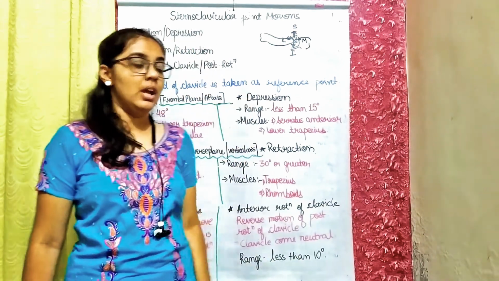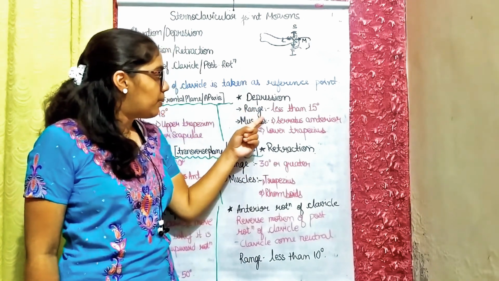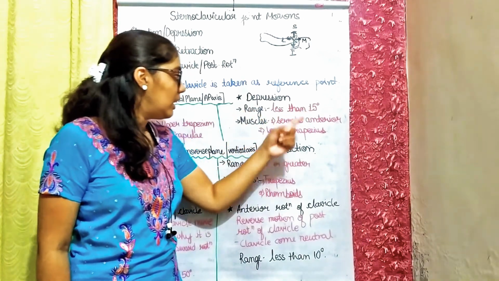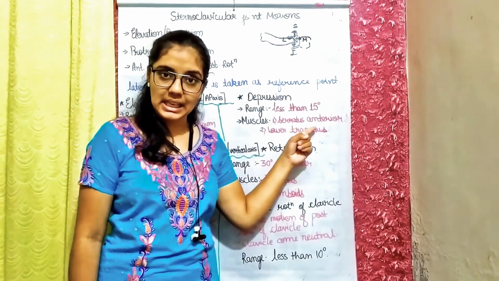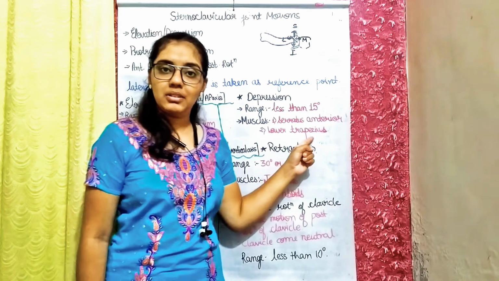Now, depression. The range of motion of depression is less than 15 degrees, and the muscles responsible for depression are serratus anterior and lower trapezius fibers.